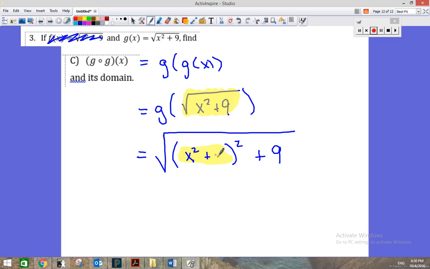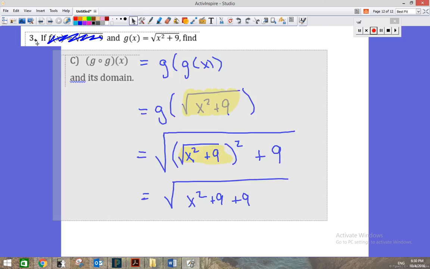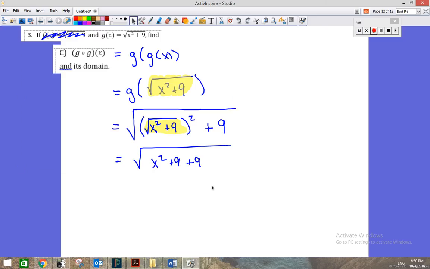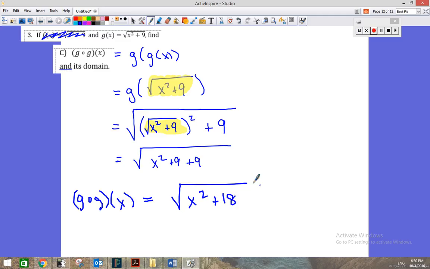So when it squares, the radical goes away, and we've got x squared plus 9 plus 9. So this g composed with g gives us an equation that is the square root of x squared plus 18. So that's my first answer for this part.